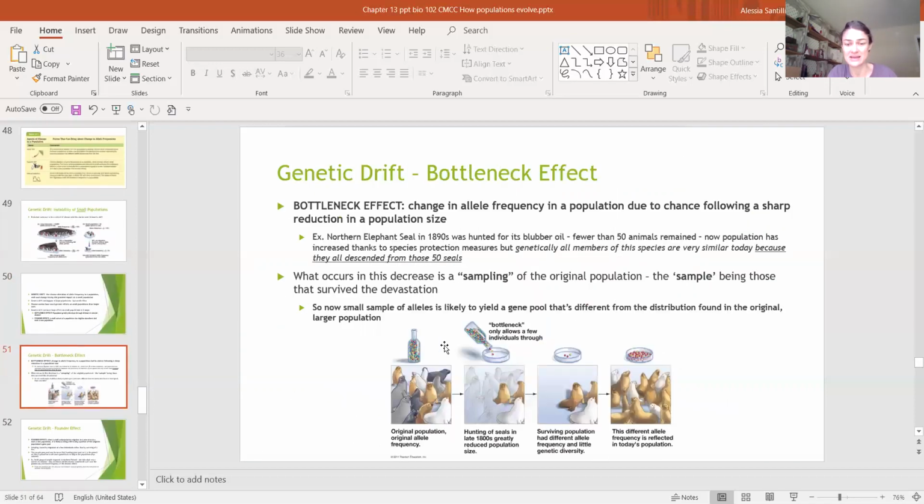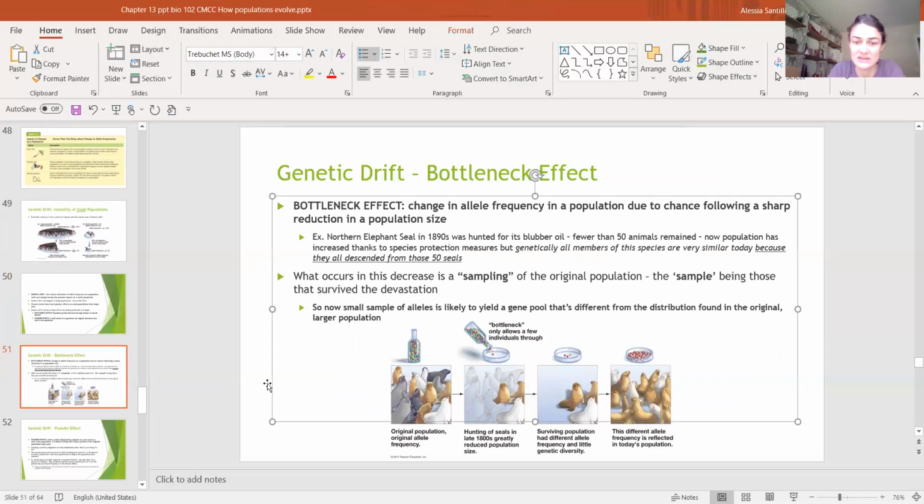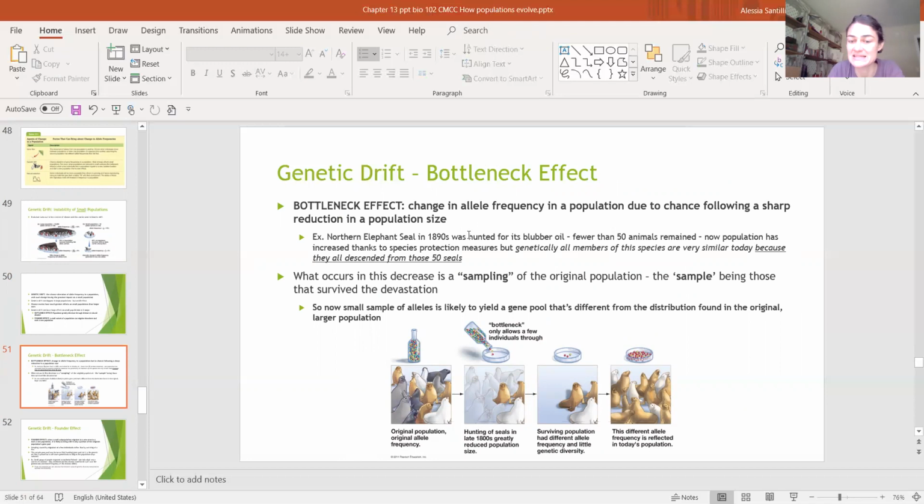This is another example, the bottleneck. This used to be a population of these elephant seals. Then in the 1890s, they were hunted a lot for their blubber oil. They were hunted and hunted and hunted. And again, this is a chance event. They were all randomly shot, and only a few seals were left. Out of those few remaining seals, as you can see, there were only the brown ones and the white ones. The black and the gray ones were all dead. And because the black and the gray ones were all dead, these alleles are permanently lost, forever lost.